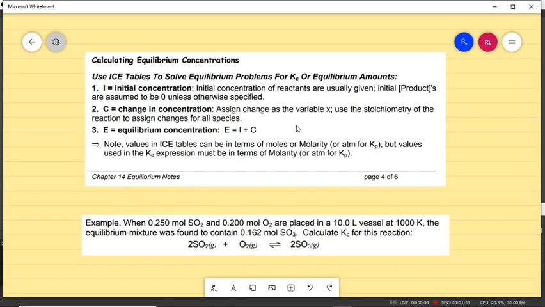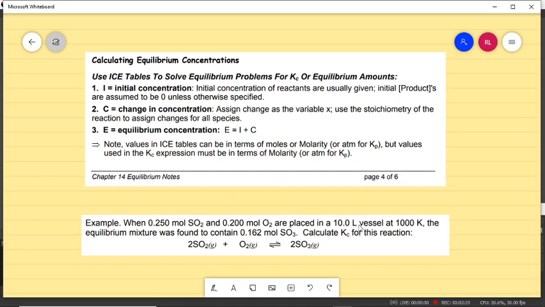Then E stands for equilibrium concentration. To get the equilibrium concentration, all you have to do is add the initial concentration and the change. And of course, you have to take note of the different signs of your x, or the change in concentration. Later, I am going to show you.